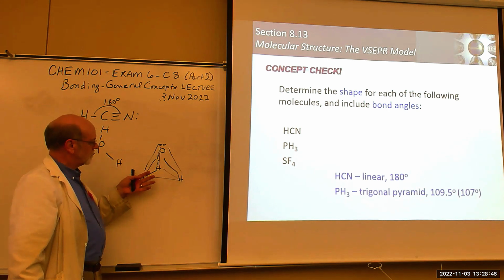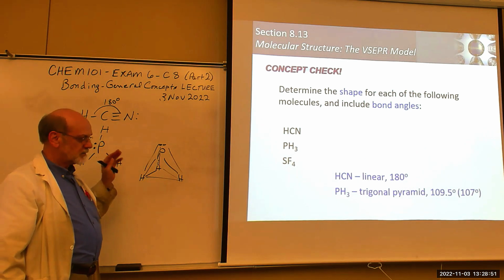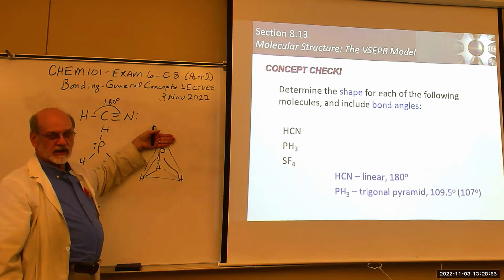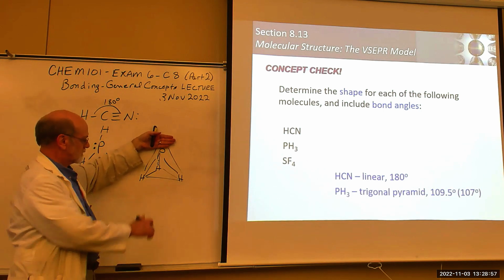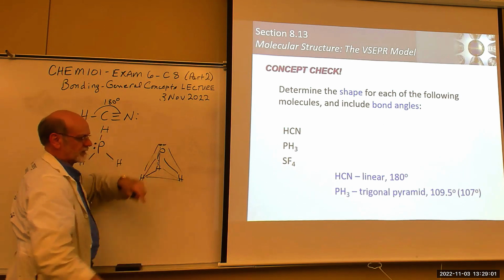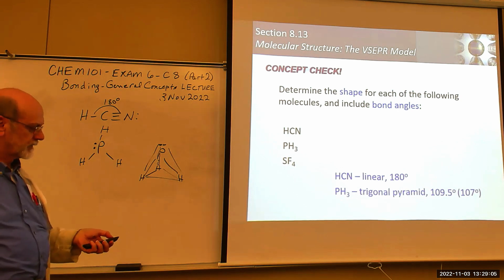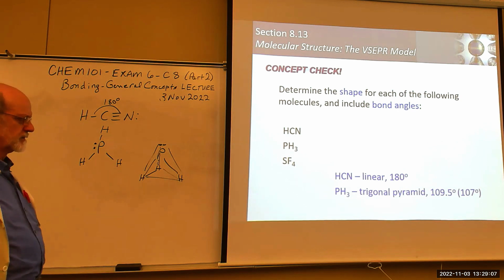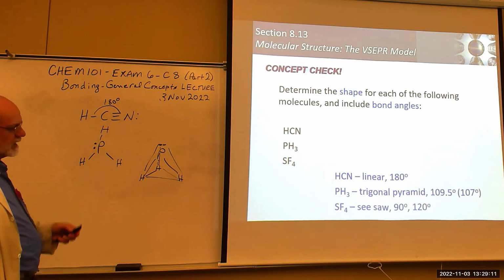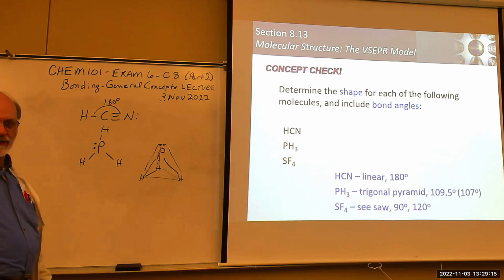But what do we do? That's the electronic structure, which is tetrahedral. How about the molecular structure? You just mask the lone pairs. What do you have left? Now you've got a trigonal base pyramid, a trigonal pyramid. That's where that came from. I'm kind of jumping ahead here. This one's a seesaw, but it's going to take a little more explanation to get to that one.